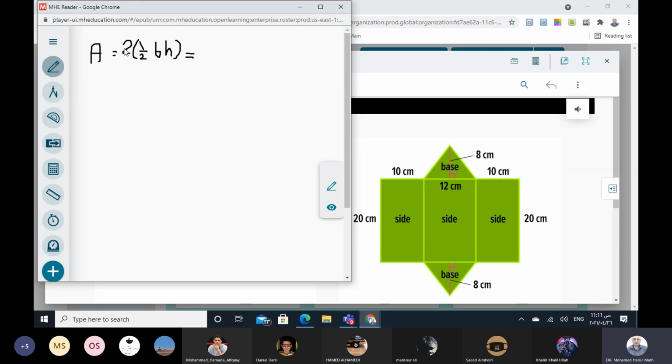Now 2 times 1/2 will be 1, and the value of the base is 12, and the value of the height will be 8. Now 8 times 12 will be 96 centimeters squared.